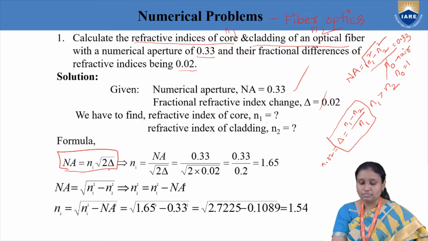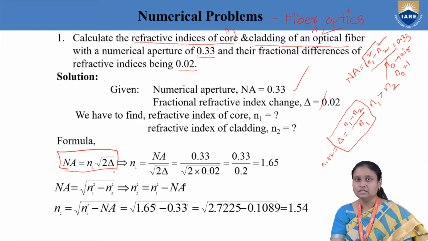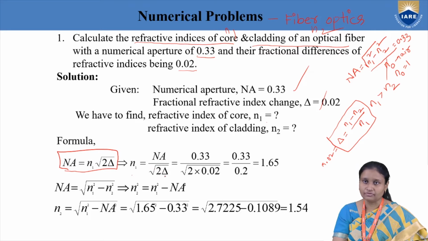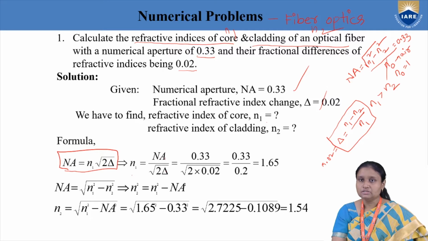So using this formula, I'll try to find refractive index of core. Refractive index of core is given as NA, our numerical aperture, divided by square root of 2 delta. Delta is our fractional change in refractive index. I think both these values are given in the problem. So what is the value of numerical aperture? Numerical aperture is 0.33 as it is given. And of course, this fractional change in refractive index value is also given.